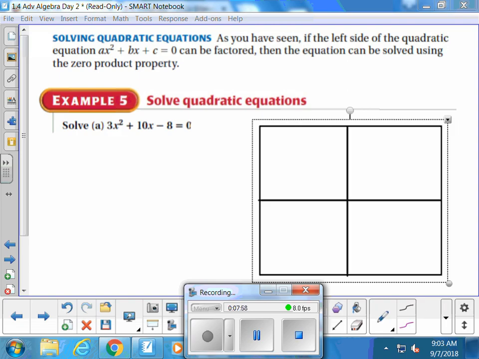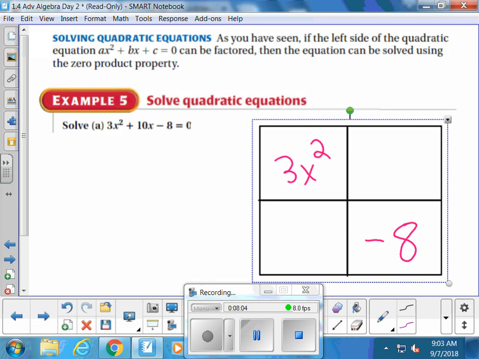Let's stick our 3x squared in our upper left. Our negative 8 goes in our lower right. You want to multiply them together, and that's going to be a negative 24. So raise your hand if you know my combinations. I want to multiply to negative 24, add to 10. Nathan. Perfect. Positive 12 and negative 2. Be sure both those boxes get under x.